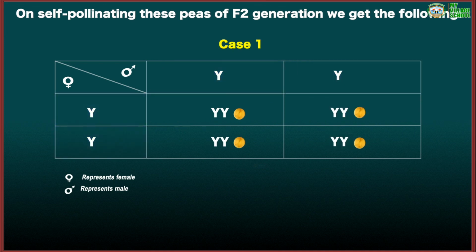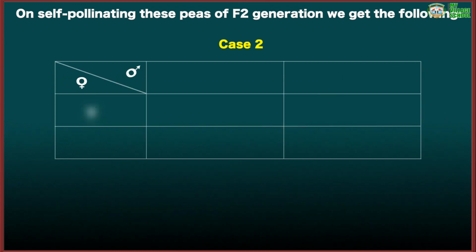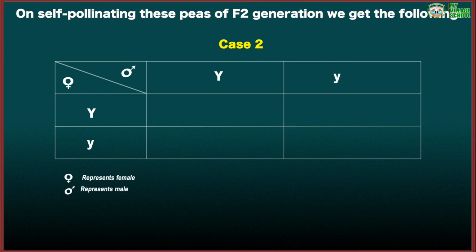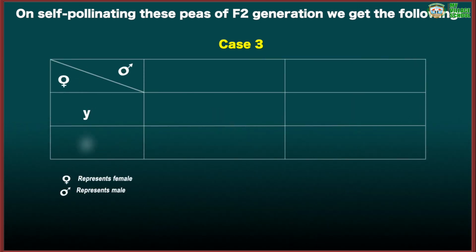On self-pollinating these peas of F2 generation, we get the following. Case 1. When capital Y capital Y peas are self-pollinated, they will produce pure yellow peas, that is capital Y capital Y. Case 2. When capital Y small y peas are self-pollinated, they will produce 75% yellow and 25% green peas. Case 3. When small y small y peas are self-pollinated, they will produce only pure green peas.